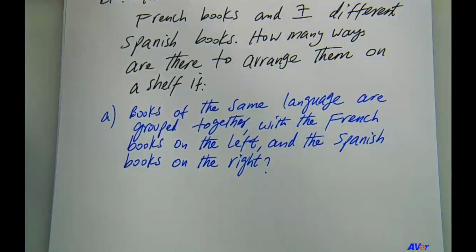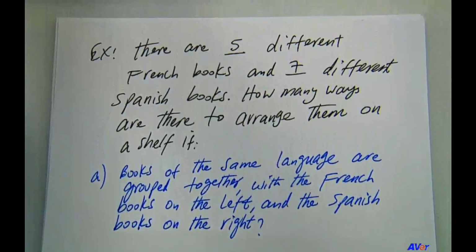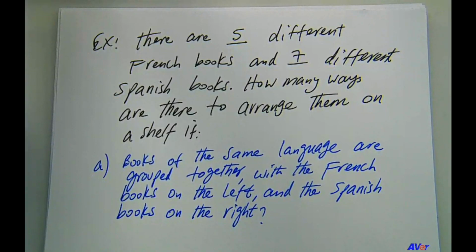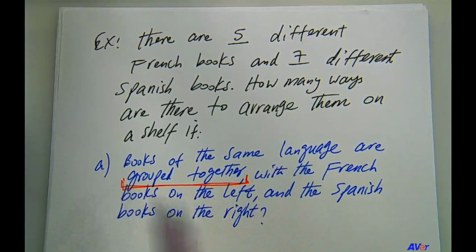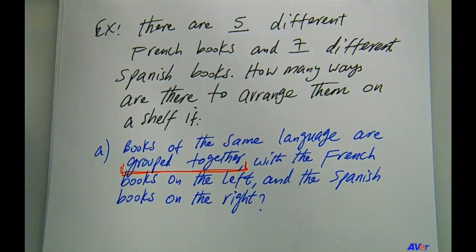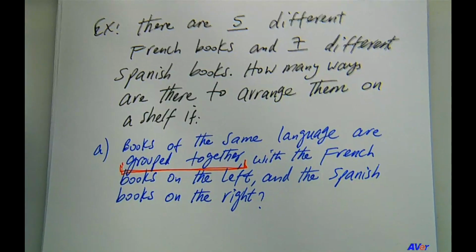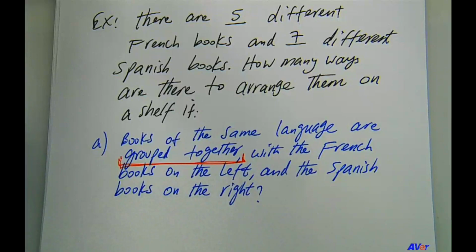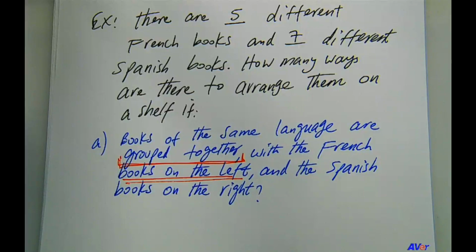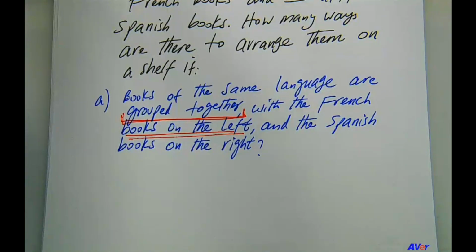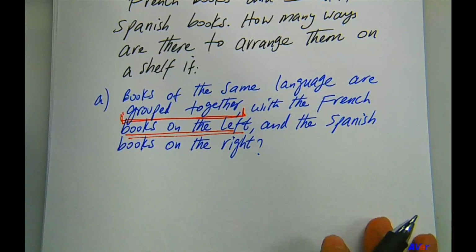Okay, so here we have a scenario where there are 5 different French books and 7 different Spanish books, and we want to know how many ways there are to arrange them on a shelf if books of the same language are grouped together. So that's a key condition for us to observe. So Spanish books are grouped together, French books are grouped together with the French books on the left, and that's an additional condition, right? And the Spanish books on the right. Okay, so let's set this up so we can understand it.